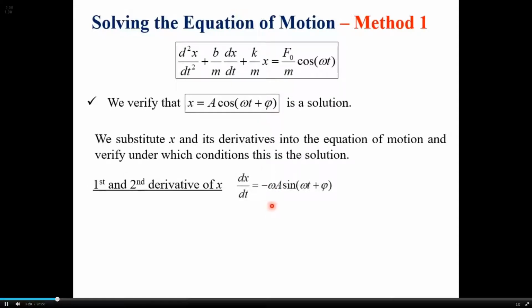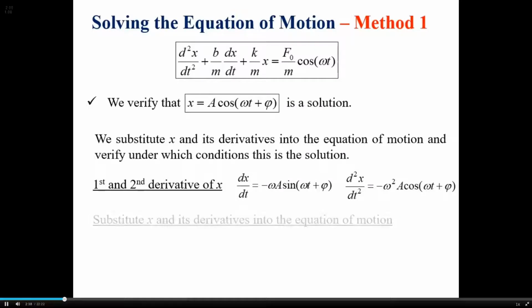So here's the first order derivative of the displacement with respect to time. The cos becomes a minus sine, the omega comes outside. Here's the second order derivative. The sine becomes a cos, another omega comes out, so we end up with an omega squared term. And then we can substitute into our equation of motion above.